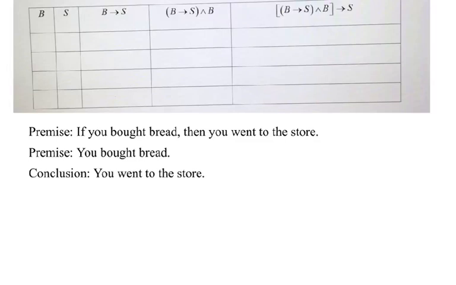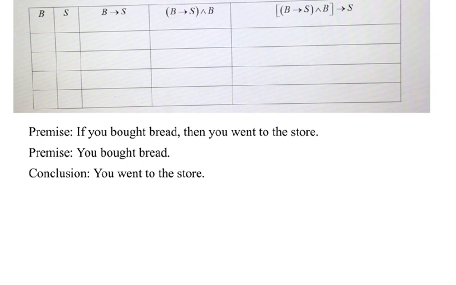In math, if we have complicated statements, we often use truth tables to decide if it's valid or invalid. So we have two premises here. If you bought bread, then you went to the store. And the premise, you bought bread. So we want to conclude, did we go to the store? And we want to see if that happens in all situations.